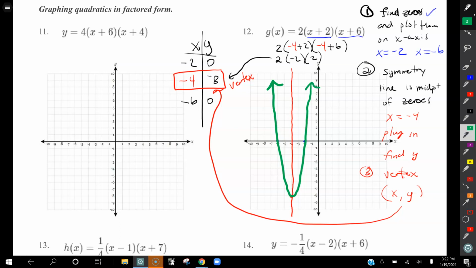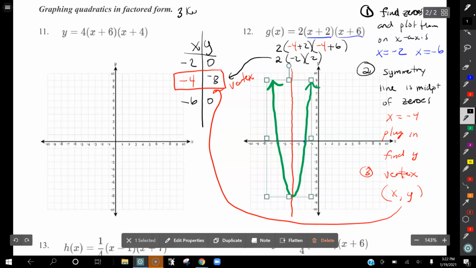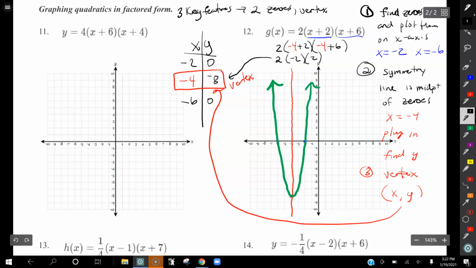The 3 key features, or the 3 points that you should have on your graph, are the 2 zeros. Let me write this up here: 3 key features need to be your 2 zeros and the vertex. That's what I need to see on the graph, and we can see those points clearly. Let me make it in blue. Right there, and right there. That's what I'm looking for in the graphing problems.